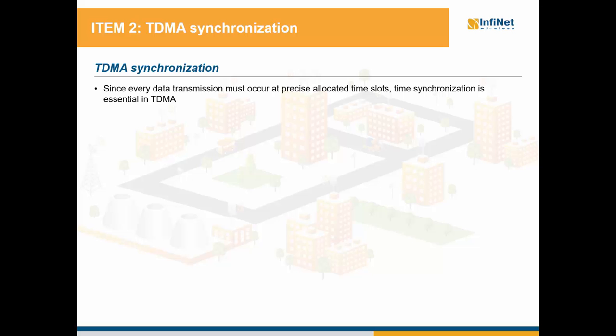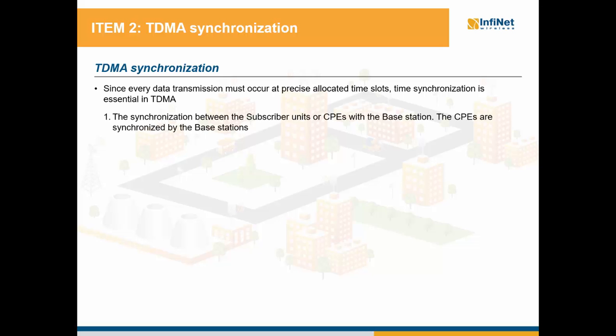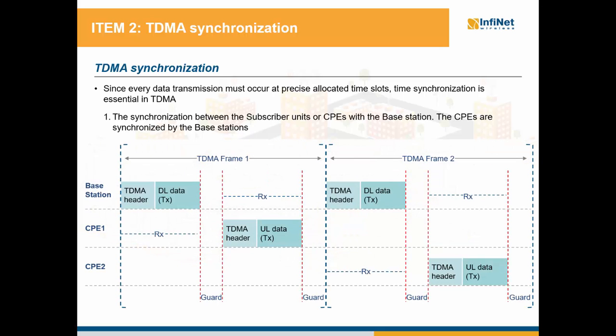First, the synchronization between the subscriber units and the base station. In this picture, we can see how the base station and the CPs switch simultaneously between transmission and reception. This prevents CPs from interfering with each other when communicating with the base station. The CPs are synchronized by the base station, and the base station sends them the timing information in the sync header. If you deploy a standalone point-to-multipoint sector, the base station can also use an internal clock generator and synchronize all the CPs to it.